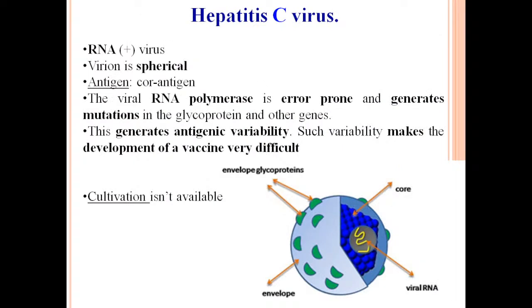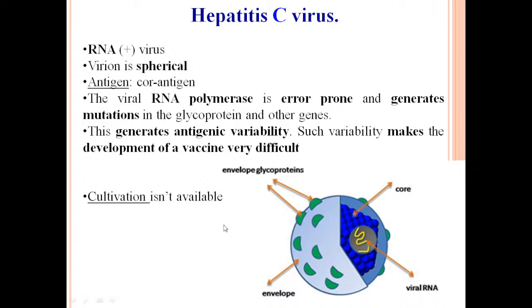Hepatitis C virus is an RNA positive virus. It contains a positive RNA chain. It is spherical, and it is an enveloped virus. Enveloped virus, it has capsid and envelope. It has core antigen. You can see here in capsid.